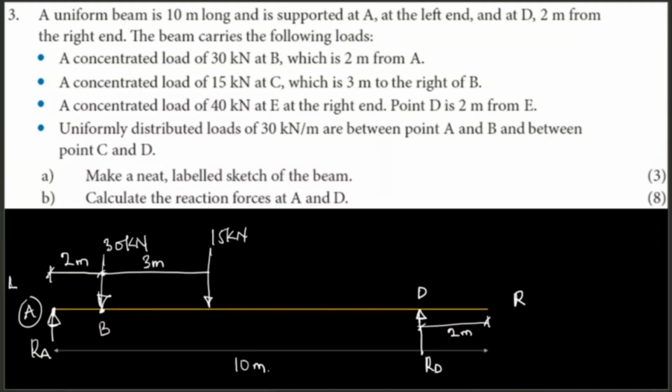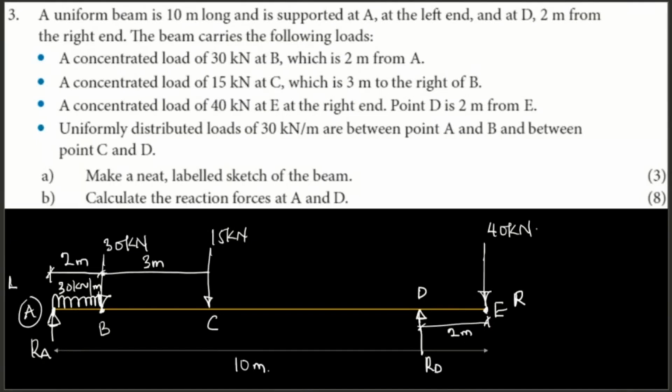Another load of 40 kilonewtons at E at the right end. So it's going to be exactly at the right end here. This is point E. A UDL of 30 between point A and B. This is C right here. So between point A and B, there is a UDL here, 30 kilonewtons per meter. Make a neat sketch, which is what we have done.